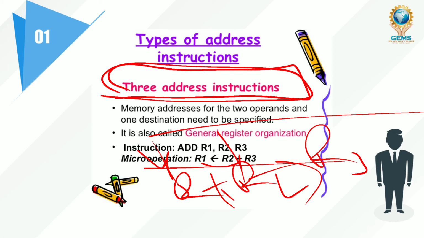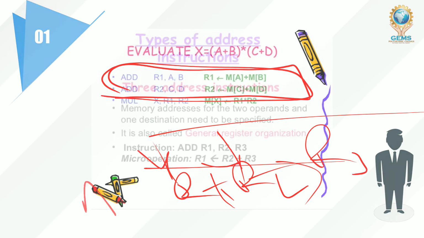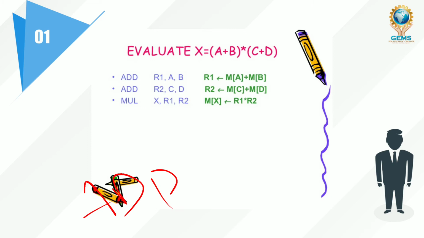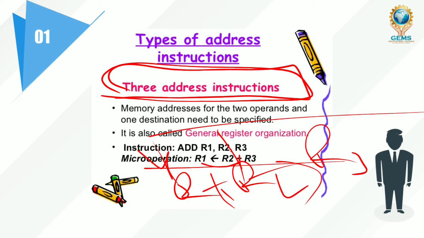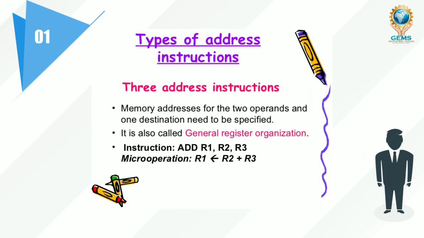So here, how many registers are there? R1, R2 and R3. What kind of operation do you want to perform? Add operation. You are adding. Look at here carefully. The address talks about the memory address for the two operands. That is why it is called the three address instruction. Operands means two.